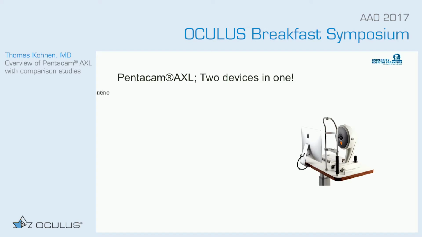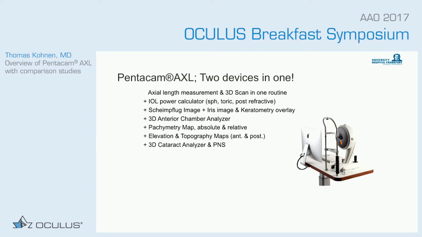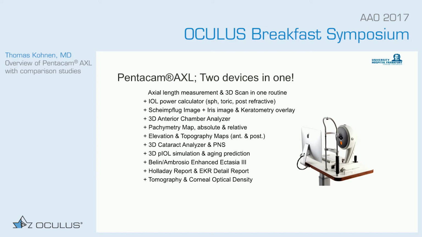Now, the Pentacam AXL is a device which basically has 2 devices in one. As you can see here while I'm talking on this slide, you can see what the device offers: IOL power calculation, Fluke imaging, 3D anterior chamber analysis, pachymetry data. I think it's very important. If somebody looks at an eye and cannot access the pachymeter, or has to measure the corneal thickness with another device, that's time consuming. You get all this in one measurement.